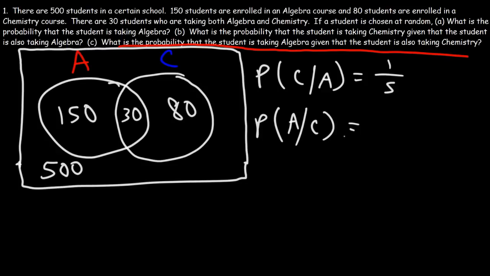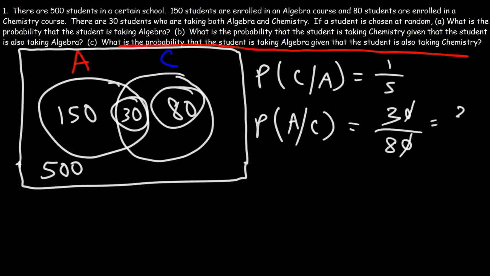So what is the probability of selecting a student who is taking algebra given that that student is taking chemistry as well? So how much of A is in C? Notice that we have 30 of A that is in basically 80 of C. So this is going to be 30 over 80, which we can reduce to 3 over 8. So out of the 80 students who are taking chemistry, 30 of them are taking algebra.